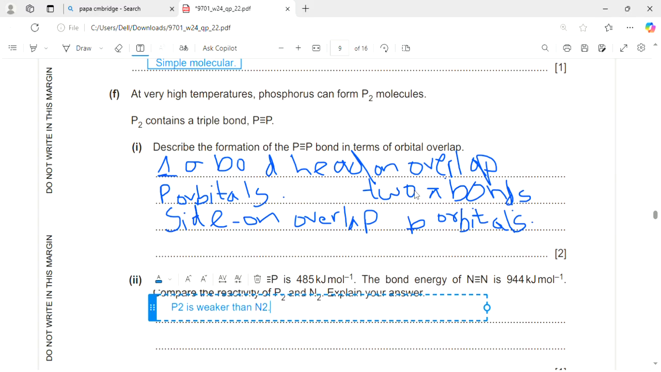So, students, we have done question number 3 of the October/November 2024 Chemistry A Level essay paper, variant 22.